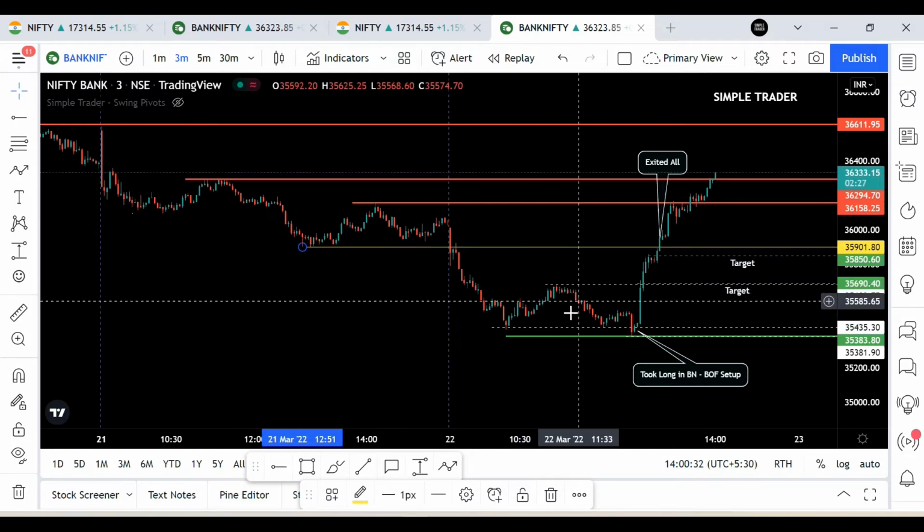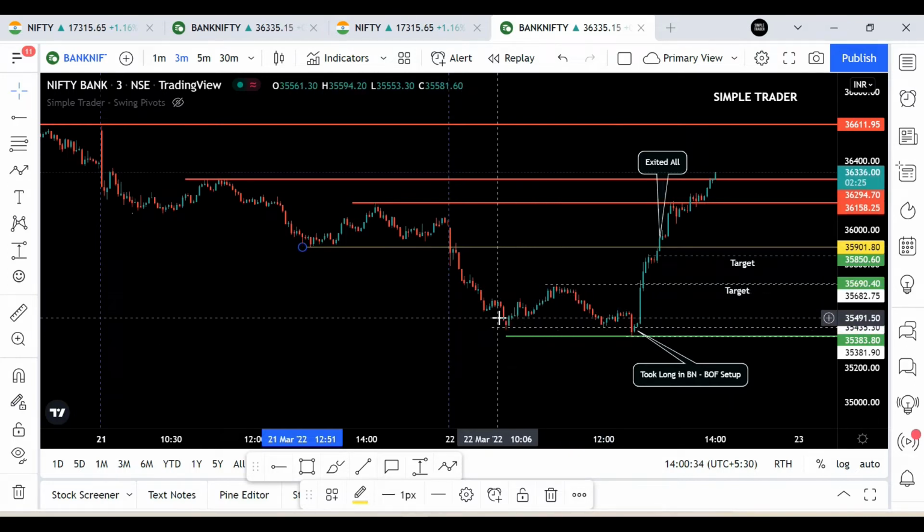So in this area, I don't know what happened here. It is neither an uptrend nor a downtrend. So I don't know what happened at this point. So we decided not to take any trade.